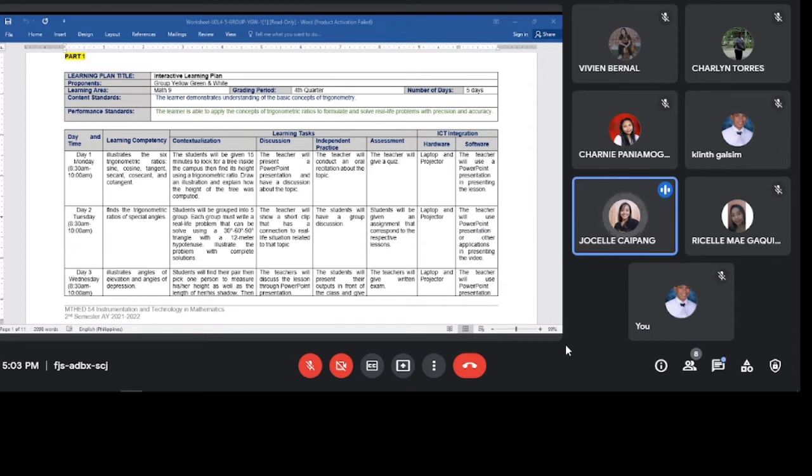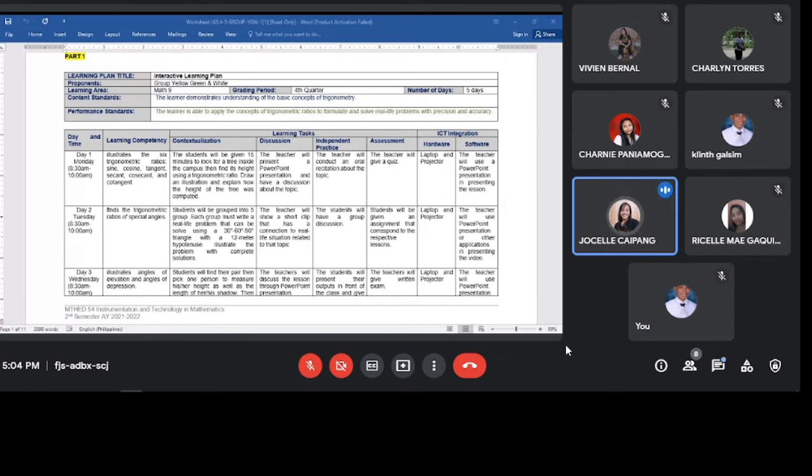So for the discussions, the teacher will present a PowerPoint presentation and have a discussion about the topic. The students will have an independent practice, in which the teacher will conduct an oral recitation about the topic. For the assessment, the teacher will give a quiz. For the ICT integrations, in the hardware part, the teacher will use a laptop and projector. In the software, the teacher will use a PowerPoint presentation in presenting the lesson.